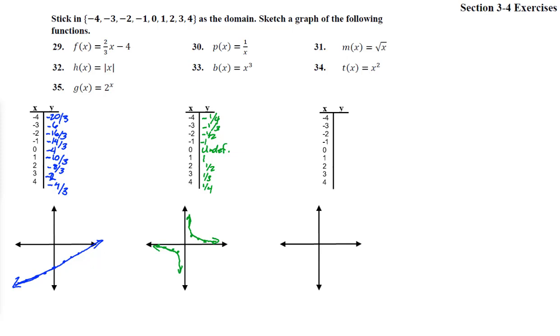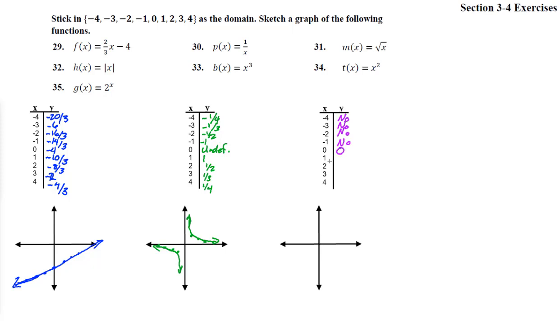Number 31, square root of x. So we're going to take x's and stick them in, get square roots. So square root of -4, no. Square root of -3, no. We can't take the square root of a negative number. That doesn't give us anything. Square root of -2 is a no. Square root of -1 is a no.